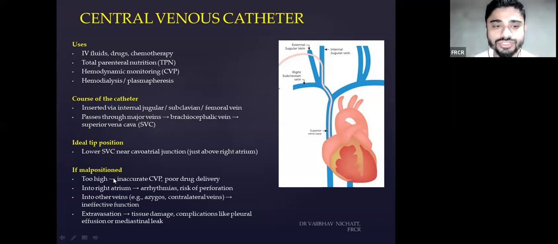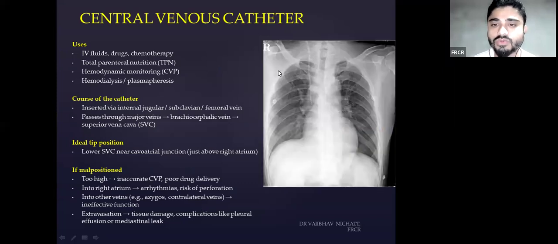What if it is malpositioned? If it is too high, then it will give you inaccurate readings for central venous pressure, and there will be poor drug delivery. If it is in the right atrium, then there are high chances that patient might develop arrhythmias, risk of perforations. If it is in other veins such as azygous vein or contralateral veins, that will cause ineffective function of the central venous catheter. If there is associated extravasation because of the vascular injury, then there will be surrounding hemorrhage formation, tissue damage, and complications such as mediastinal leak or pleural effusion. This is how the line will appear on the chest radiograph.